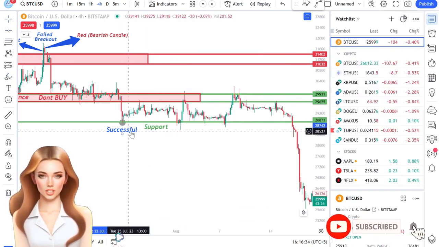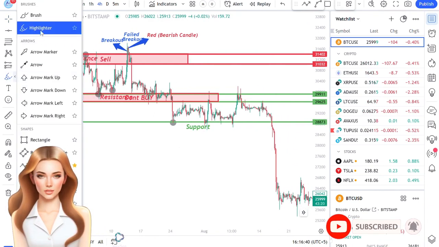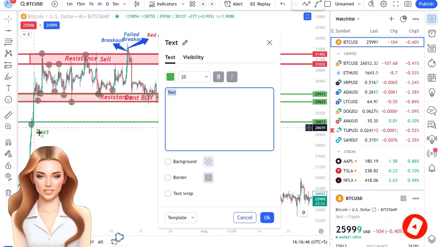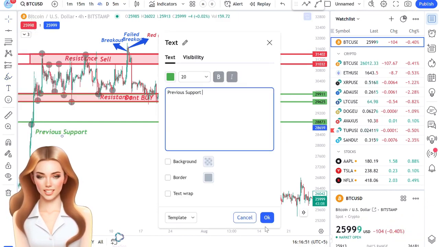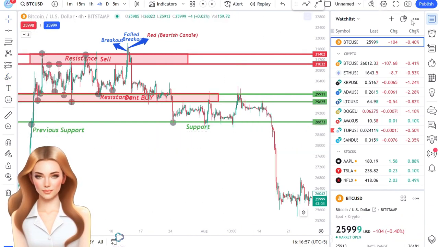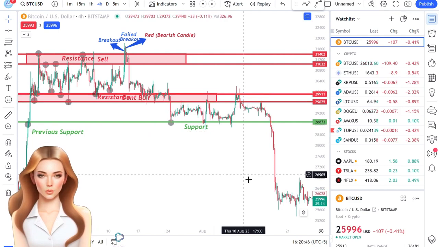And to confirm it, we can look back in the chart. Here you see price previously bounced from this point. So we can say that this point acted as a support point earlier. So we can consider it as a valid support level.